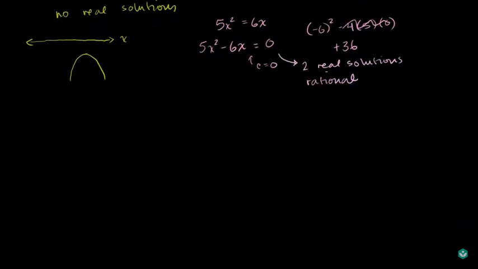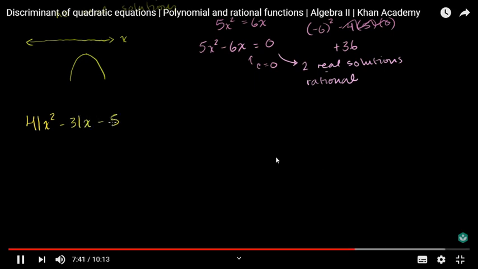Let's do a couple more just to get really warmed up. Let's say I have 41x squared minus 31x minus 52.